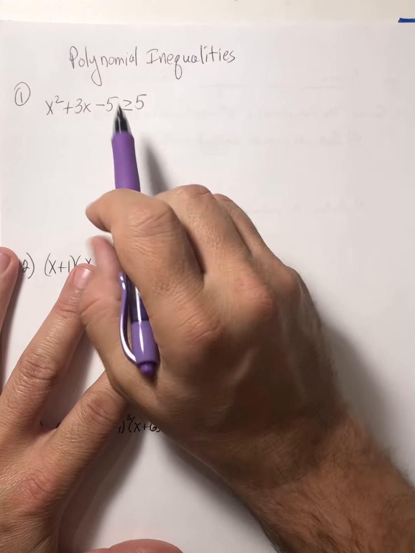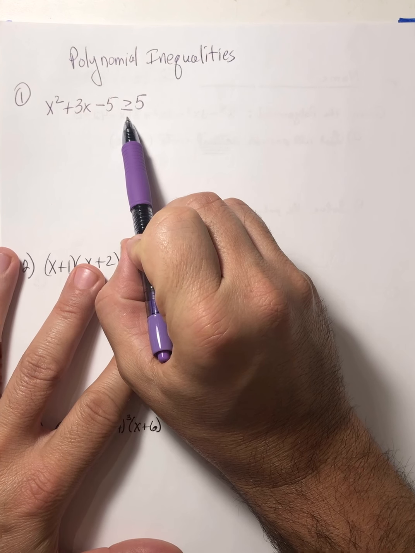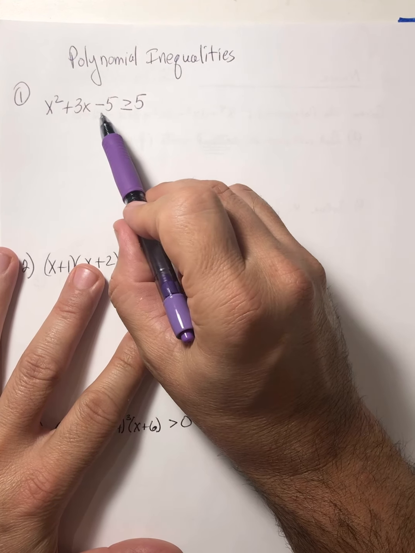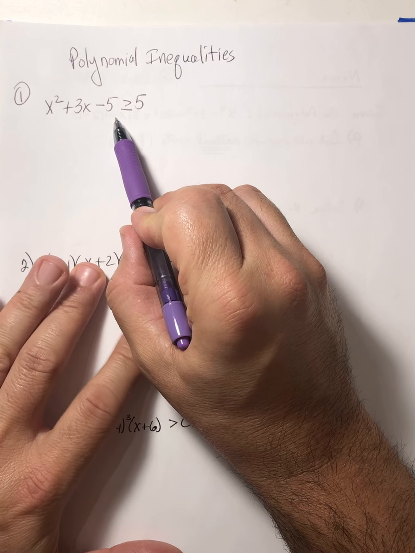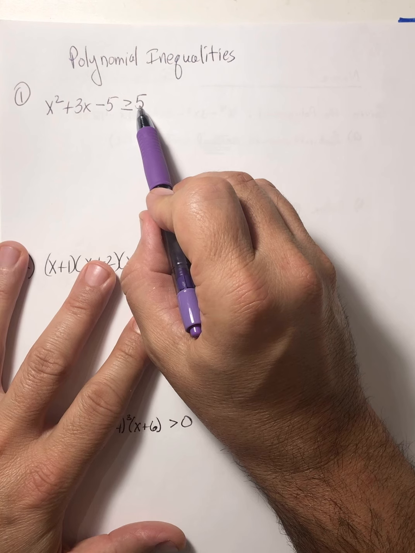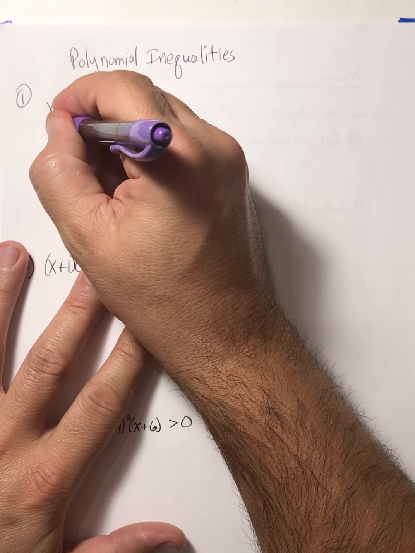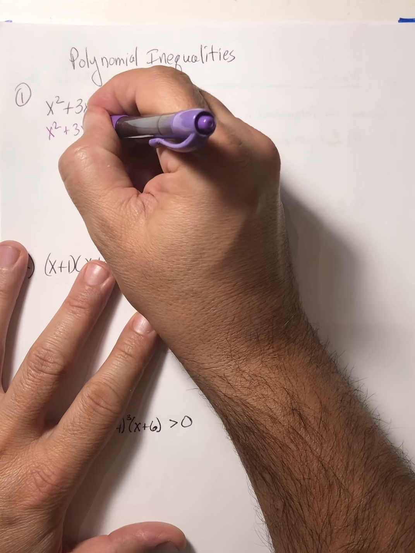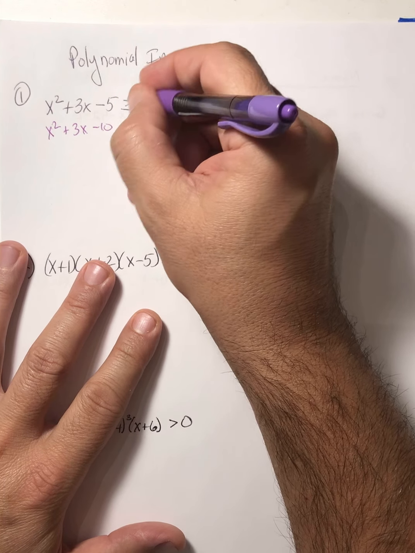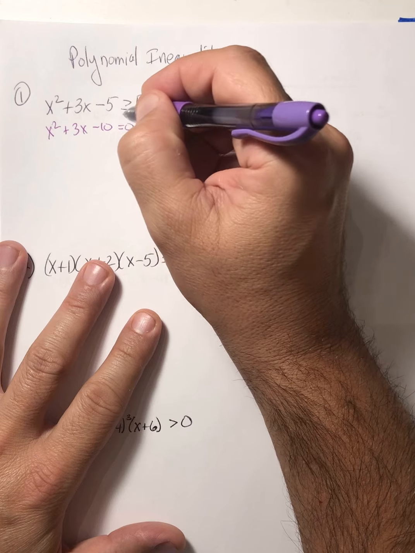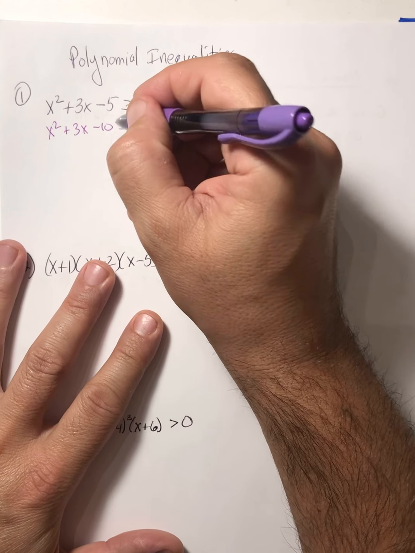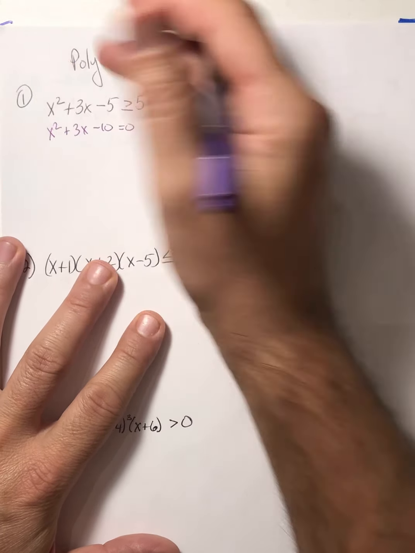All right, so first of all, let's talk about this quadratic. In order for us to solve this, we have to make sure it's equal to 0 first. So all I'm going to do first is subtract 5. So I'll have x squared plus 3x minus 10, and I'm going to make it equal to 0. The only reason why I'm making it equal to 0 is so I can come up with my critical points, the points on the number line, just to refresh your memory.